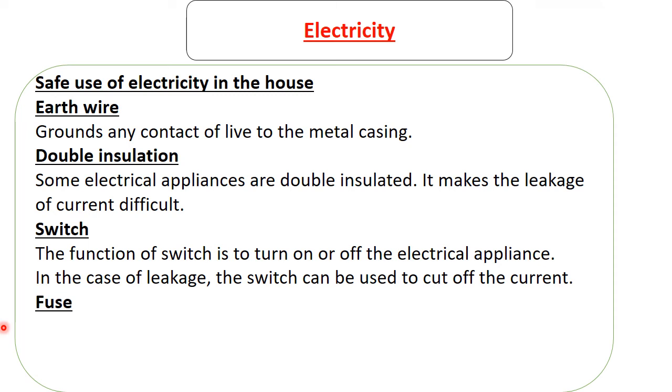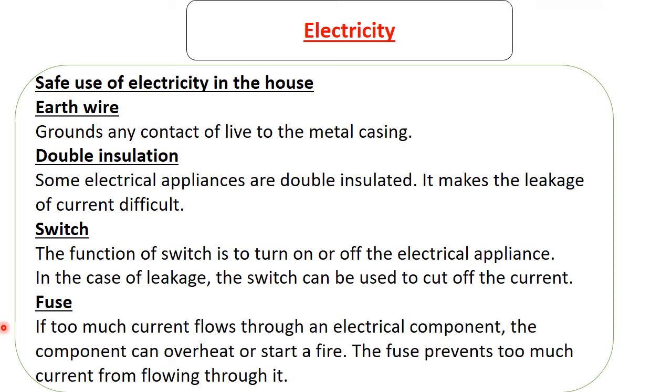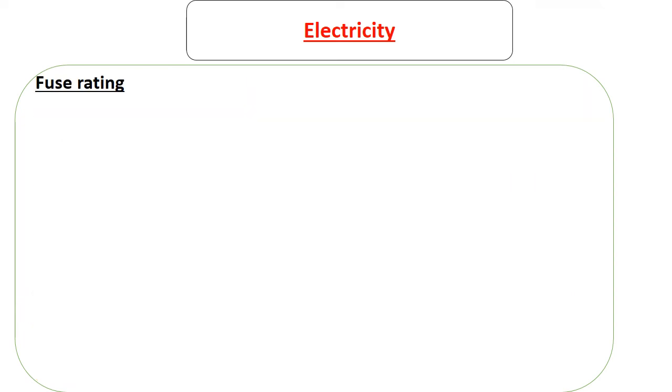Finally, the fuse, which we discussed. If too much current flows through an electrical component, the component can overheat or start a fire. The fuse prevents too much current from flowing through it. We end this topic with the discussion of this important component called the fuse. So we're going to start with fuse rating.